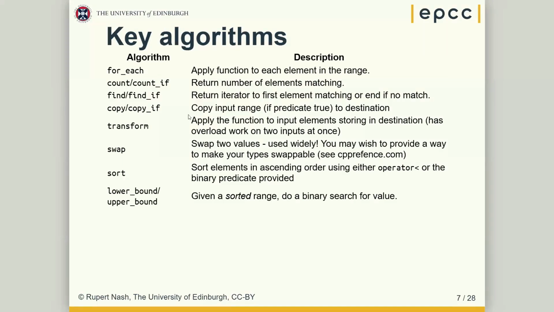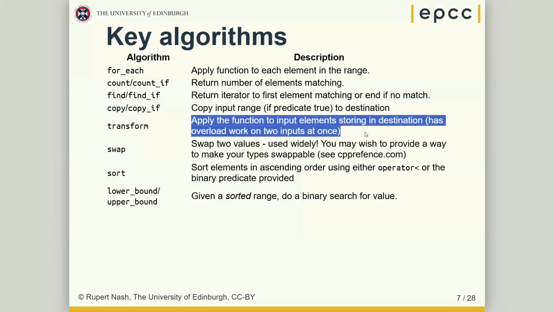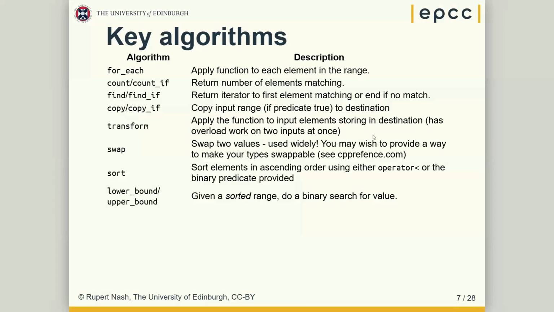Okay, so we have things like copy and copy if. We have things like transform, able to take a function, apply a function to input elements and store the results in some destination, so we can transform data. Swap two values, we can do sorting, and we can do lower and upper bounds checking, these types of things. So all very standard, though standard is another word that becomes overused here, but common functionality. And luckily the standard library defines it for us.